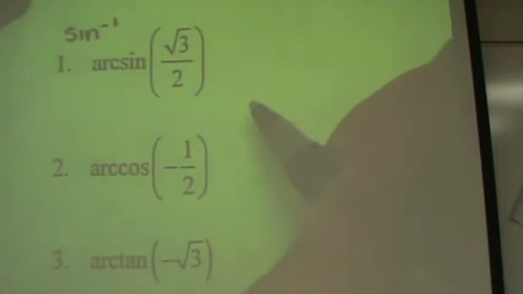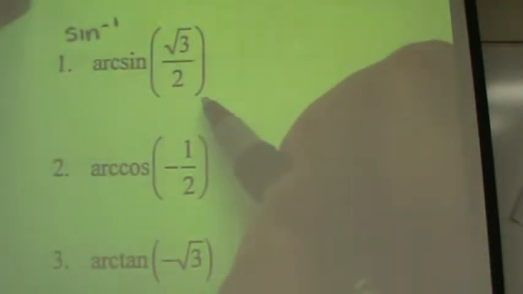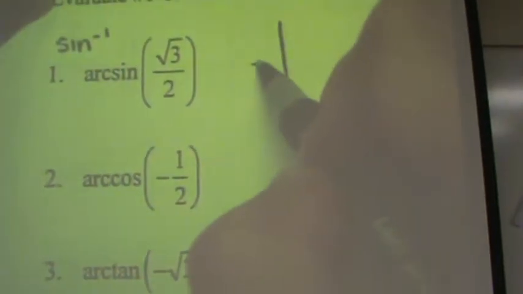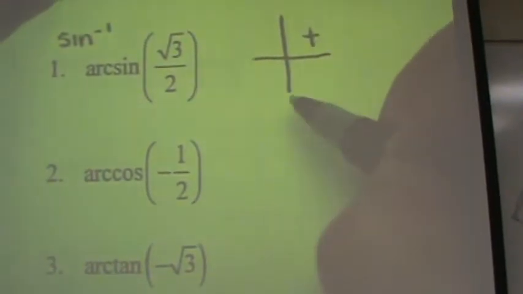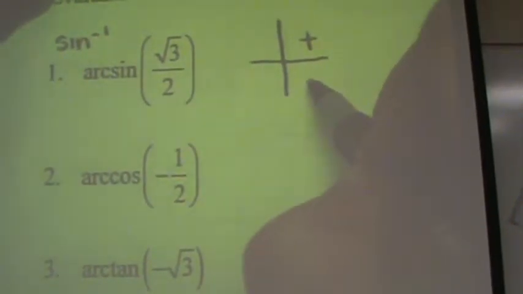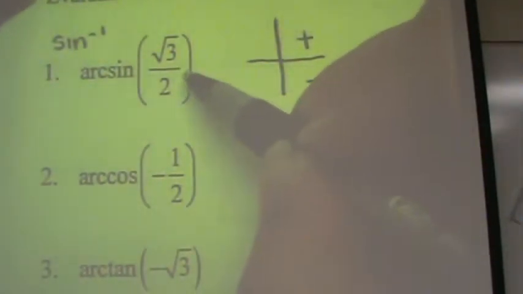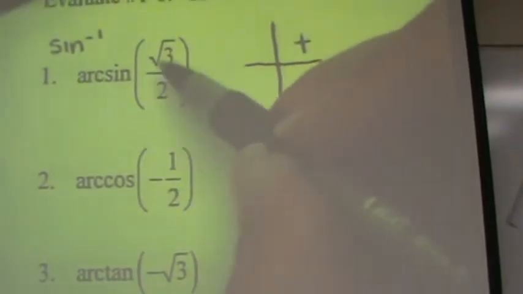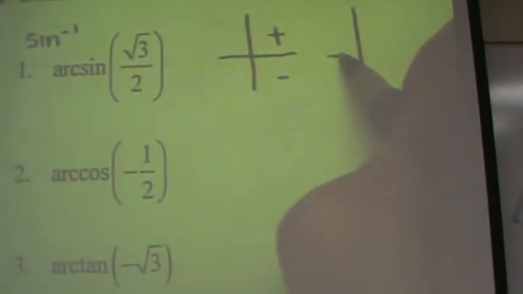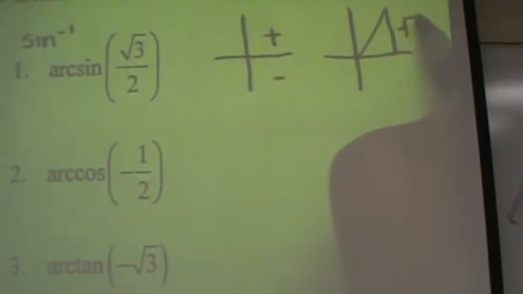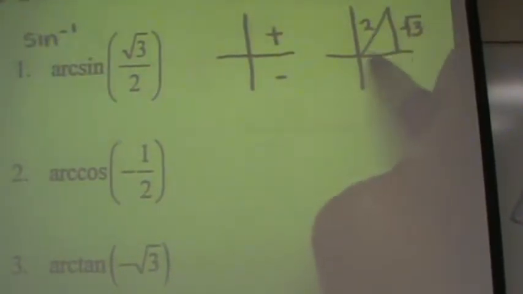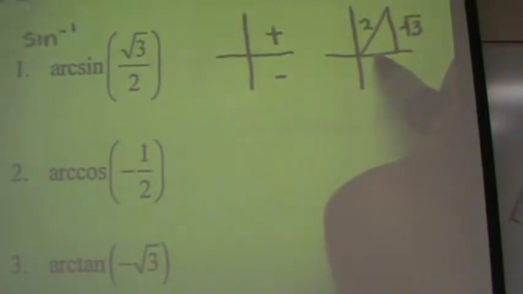Now, you're in one of two quadrants. If it's a positive ratio in its sign, you're in quadrant 1. If it's a negative, you're in quadrant 4. So you're looking for the angle who is in quadrant 1, because this is positive. So you are an angle whose side opposite over hypotenuse is root 3 over 2. What angle am I? Pi over 3. Oh, it's 60 degrees, pi over 3.